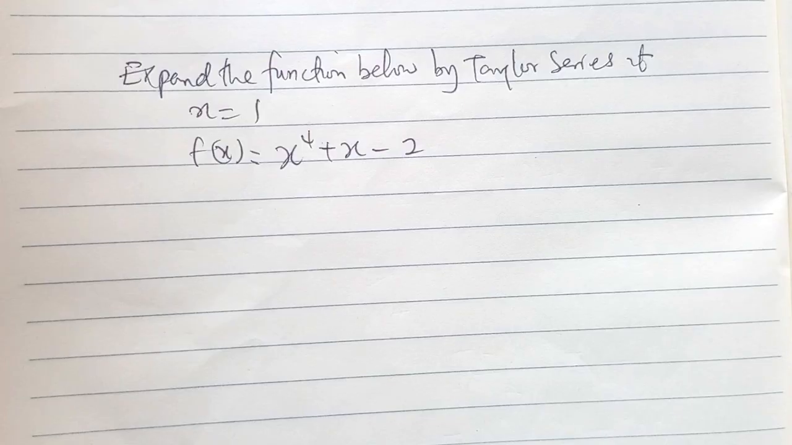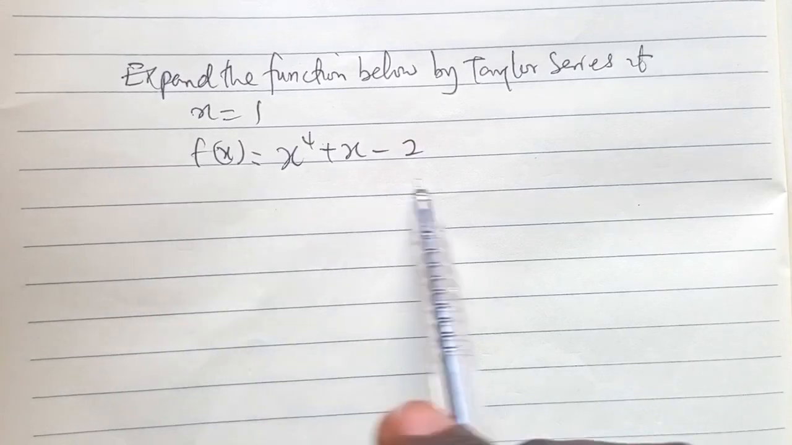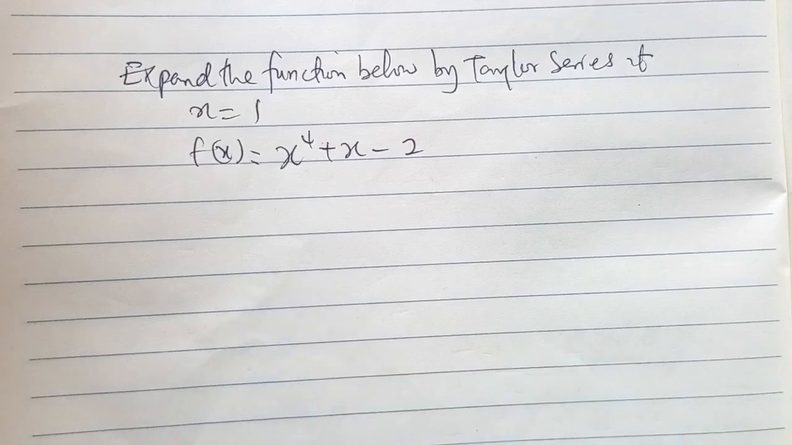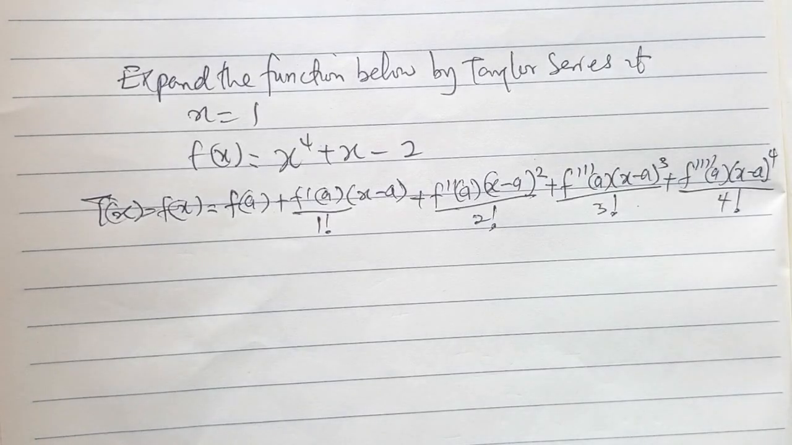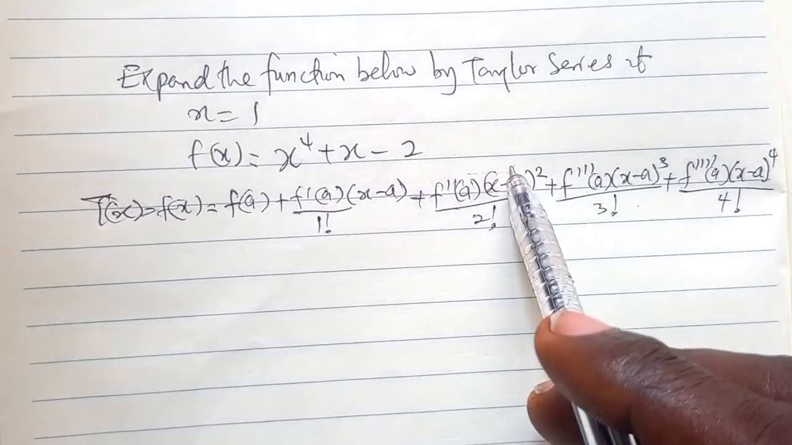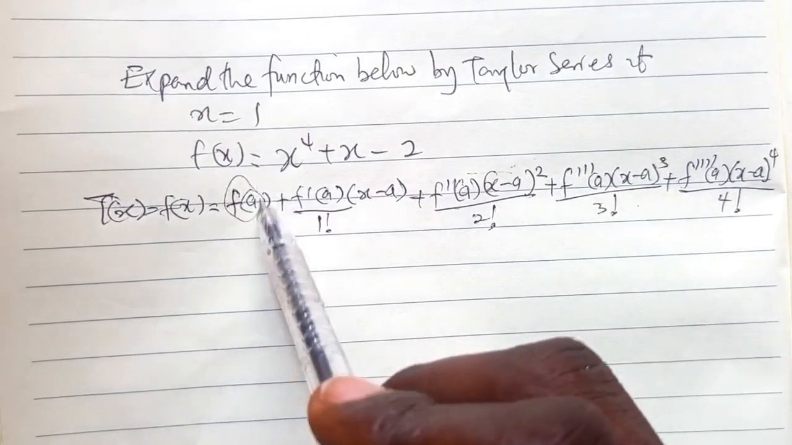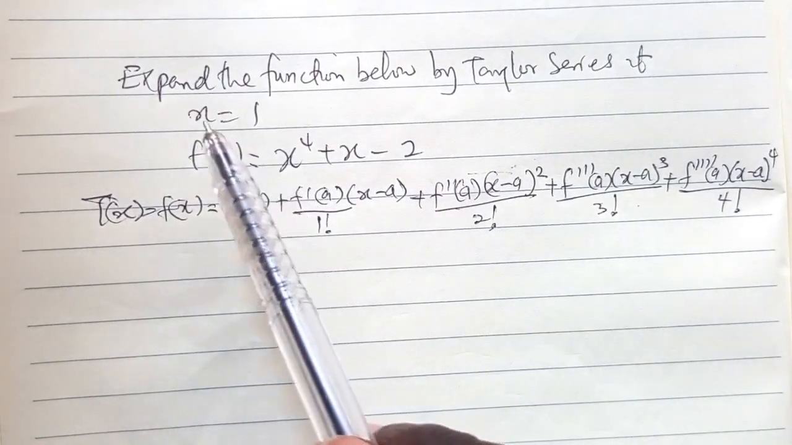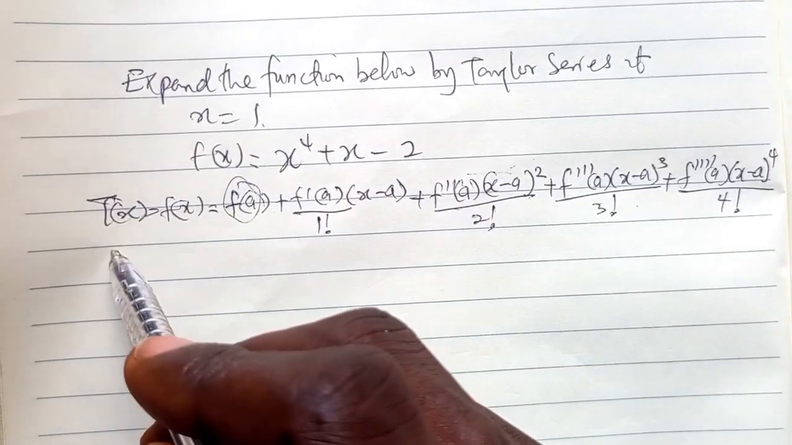So for this next one, you have to expand the function below by Taylor series at x equals 1. So they are already giving you the function. The first thing to do is to just write out the Taylor series. So now from this point, the next thing is to start getting your differentials. But before you start, first of all, get your f of a. Your f of a, in this case, a is 1. So find f of x first.